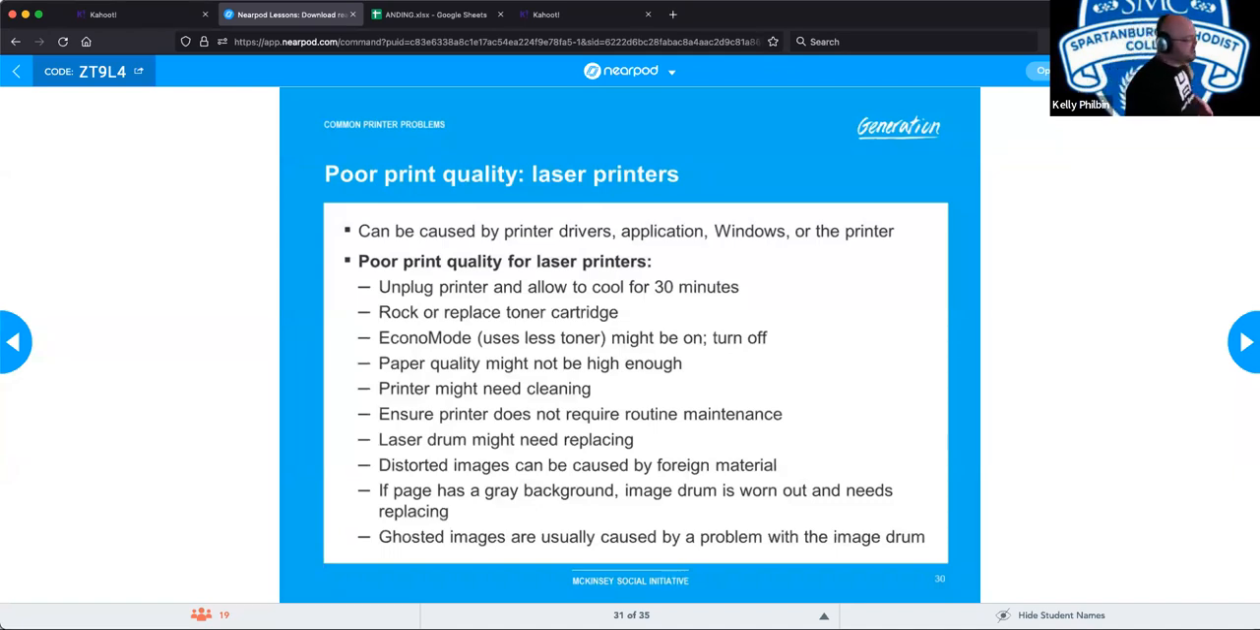A distorted image can be caused by debris or foreign material inside the printer itself. One of the biggest culprits of this is if you have a paper jam in a laser printer and you just rip the page out. If you do not get every piece of that little paper, one, you're going to have significantly more paper jams. Two, it can cause issues with the images.